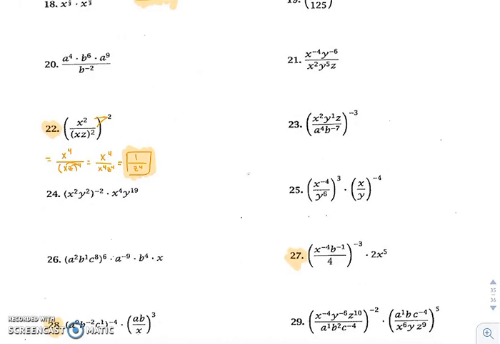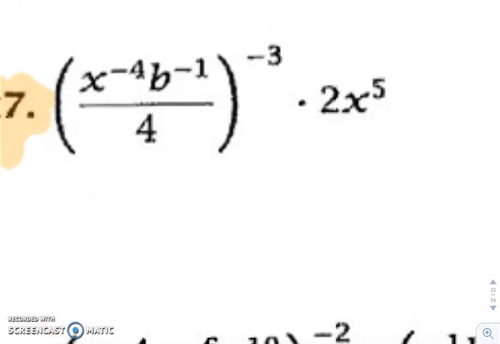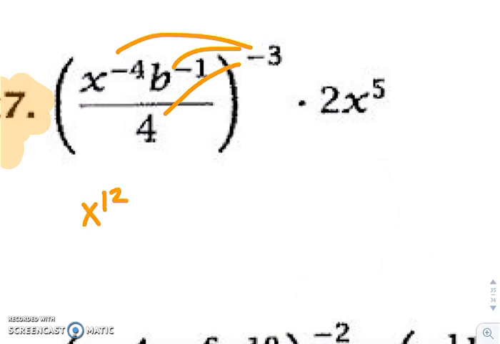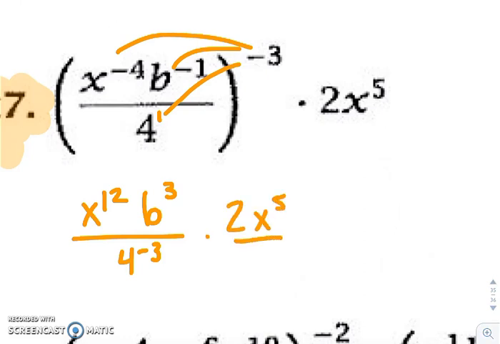So let's try 27. Again, that power on the outside I'll take care of first, to everything inside. So this will now be x to the 12th, b to the 3rd, 4 to the negative 3rd. Remember, if there is no power, it's really a 1. Times 2x to the 5th. If you want to put that over 1, if that's helpful to you guys, go for it.